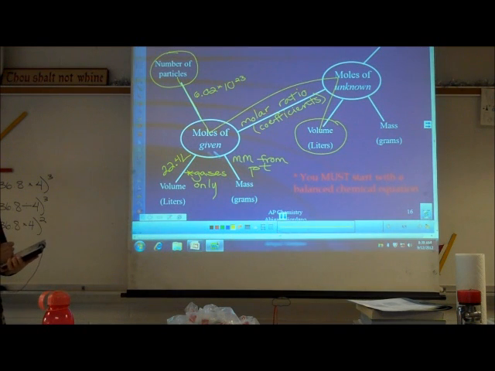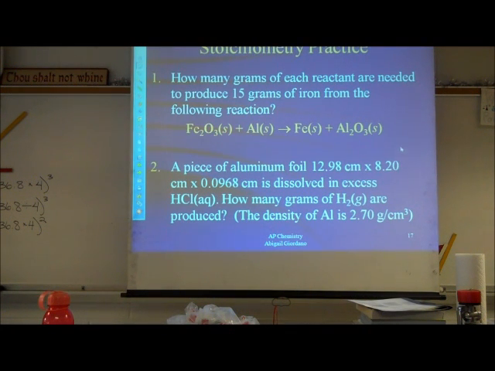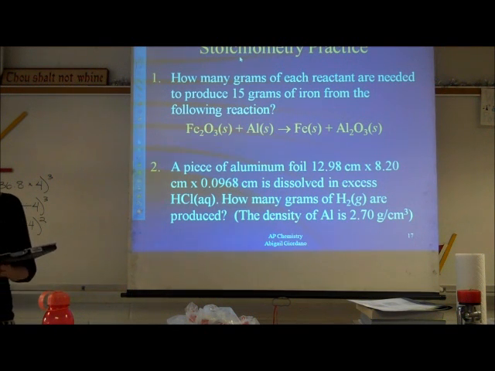Okay? So we're going to now do a couple of just very basic stoichiometry problems. You can use this diagram if you wish, or you can use a method that you are more familiar with from your Chem 1 class, whatever. Okay? So, what I want you to do, you're going to do these problems on your own. Second one is a little bit more challenging than the first. Okay? But let me just introduce number one, and then I'll have you do it on your own.